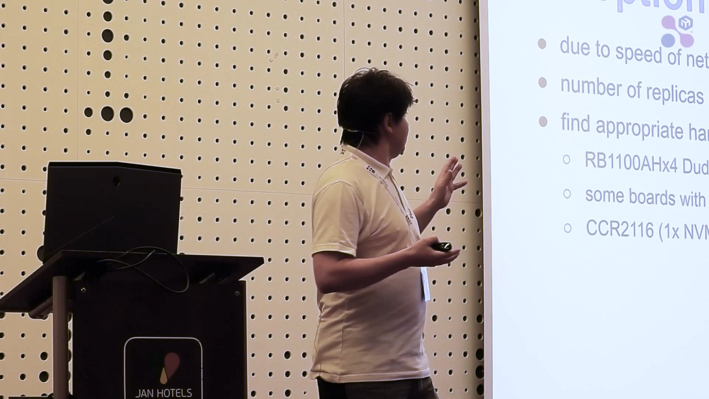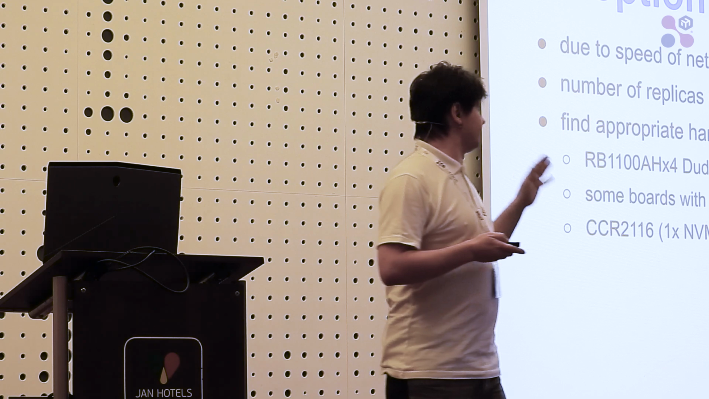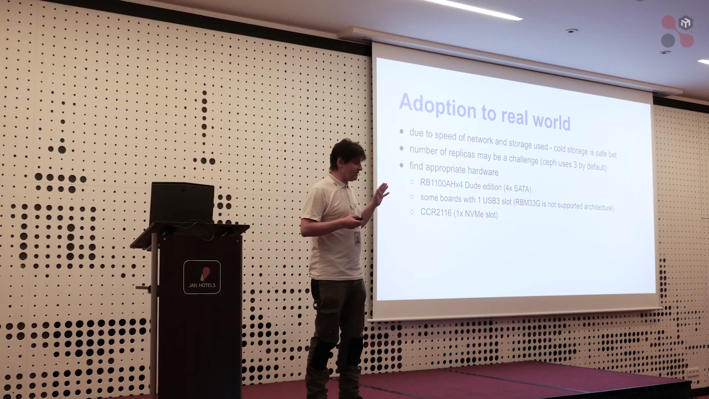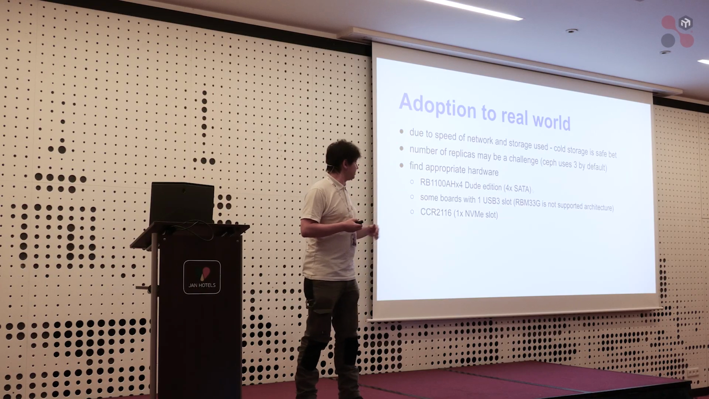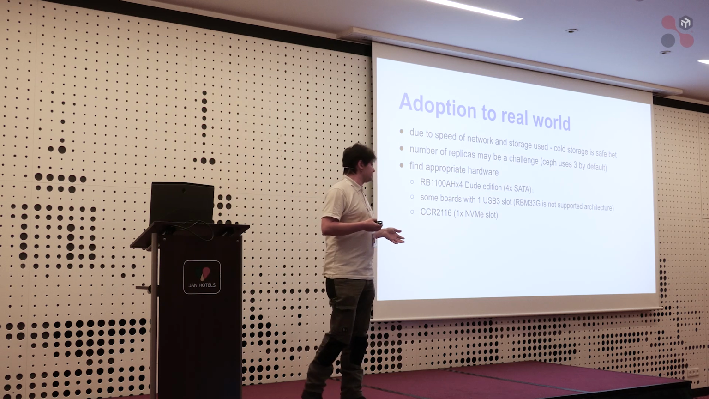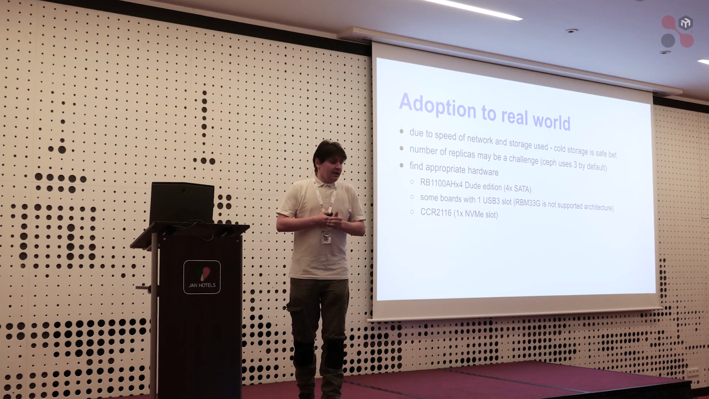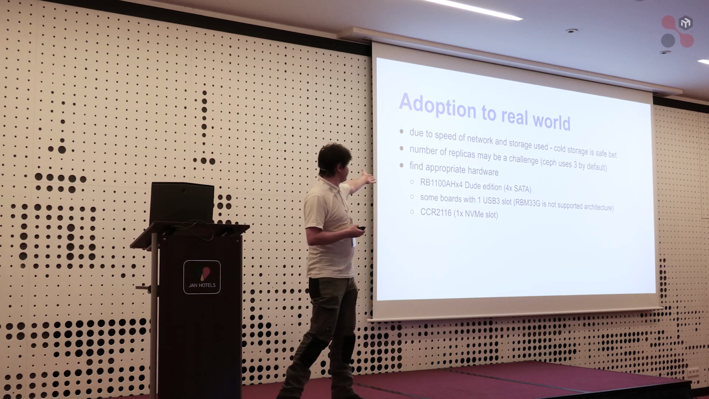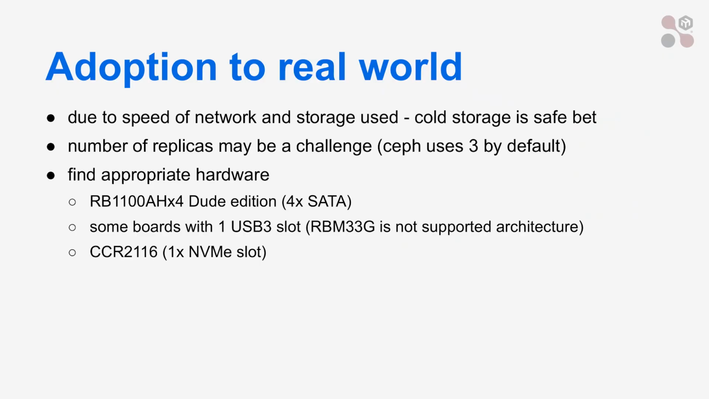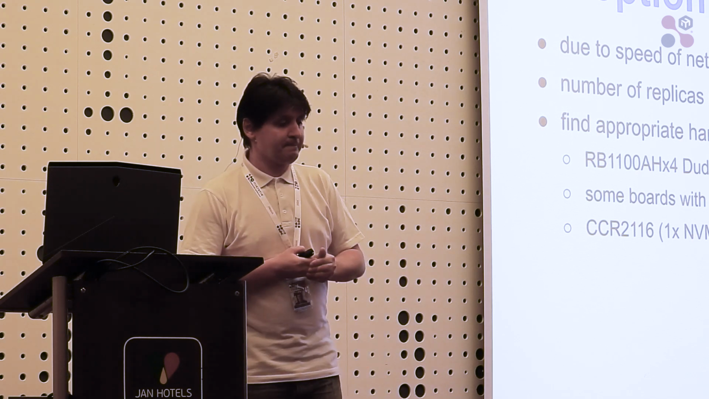And of course, hardware, as I already told you, is quite hard, because the matrix, which I was pointing at, is not mentioning NVMe slots, and it's not mentioning SATA slots. So here's an example: the RB1100 Dude Edition X4 has got 4 SATA slots altogether, and for example the CCR 2116 has got 1 NVMe slot.